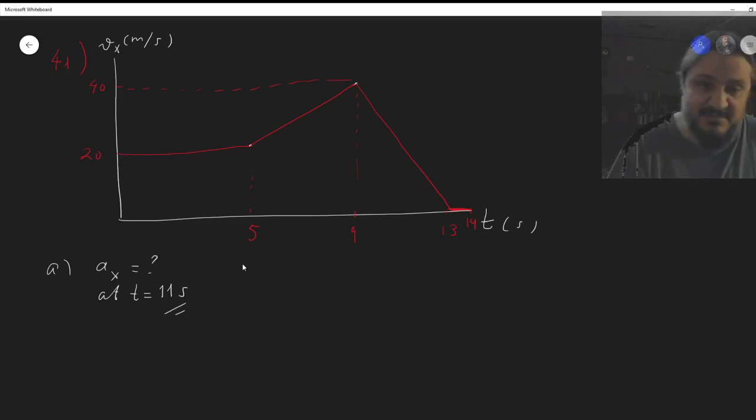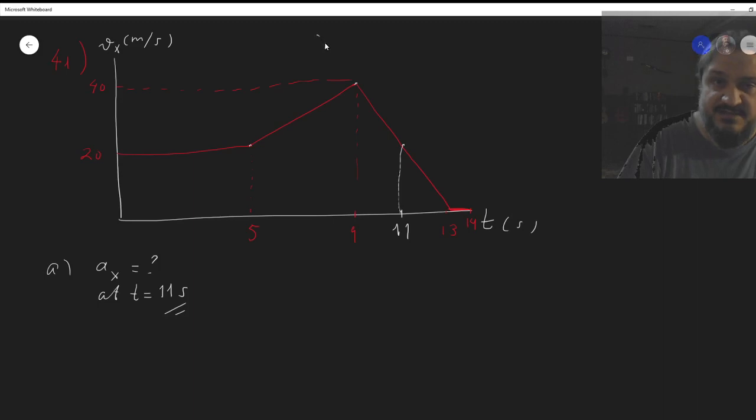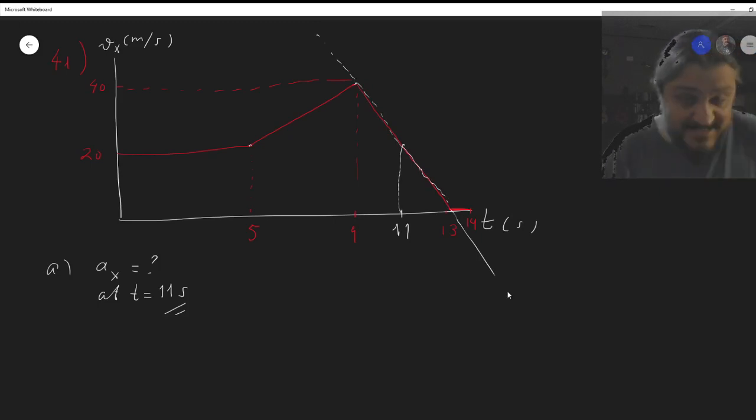So where is 11? 11 is somewhere here, between 9 and 13. And that's okay, because you can find the slope right here when t is 11, okay? Just draw the tangent, which is the line itself here, and find the slope of this dashed line. That is, by definition, the acceleration. It's a negative slope, right? It's going to be a negative number, but that's what we were expecting. I mean, positive velocity versus negative acceleration means slowing down. Anyway, so we just find the slope.